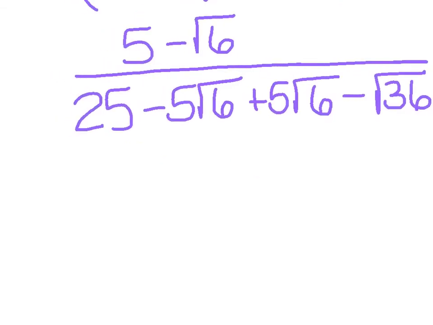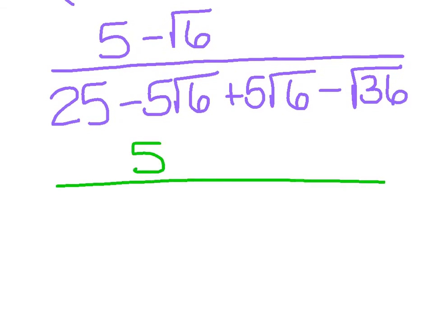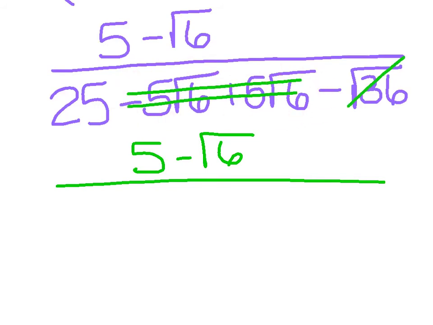As I go through and clean that up, on top, I just have my 5 minus radical 6. On the bottom, again, this negative 5 radical 6, positive 5 radical 6 right here, they should cancel each other out when we multiply by that conjugate. And lastly, I know the square root of 36 is just the number 6. So I'm left with 25 minus 6, which will get me 19.